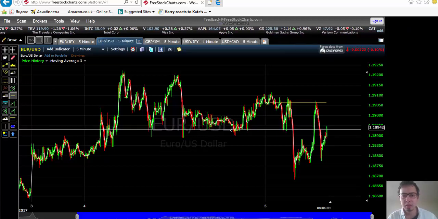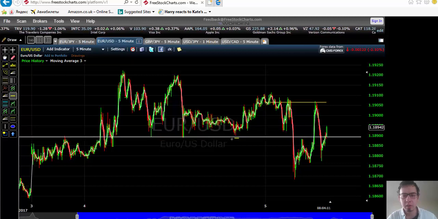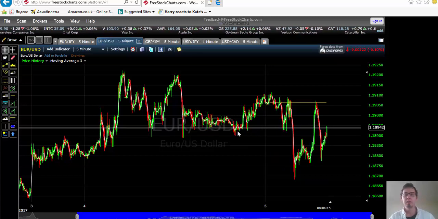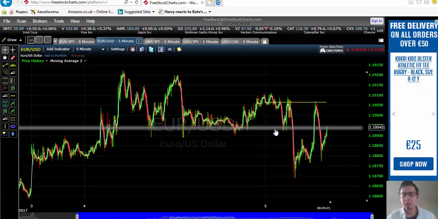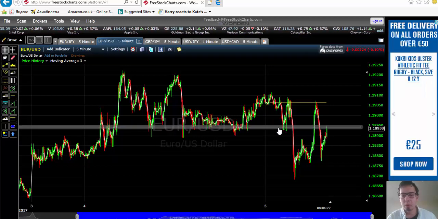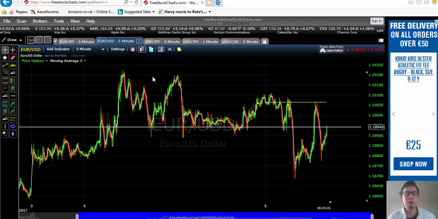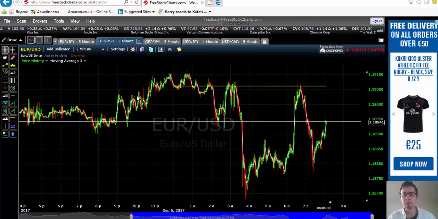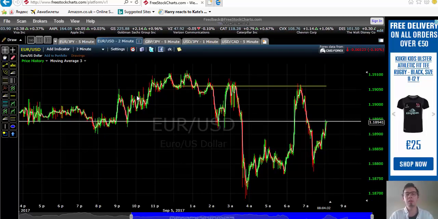It's going to drop around this area. This is major support, guys, which was broken. What happens if support is broken? It becomes our resistance, right? The price can go up to this level, but it's going to bounce back down. Let's take a look at even 2 minutes. Looks beautiful. Even at 2 minutes, it's confirming.